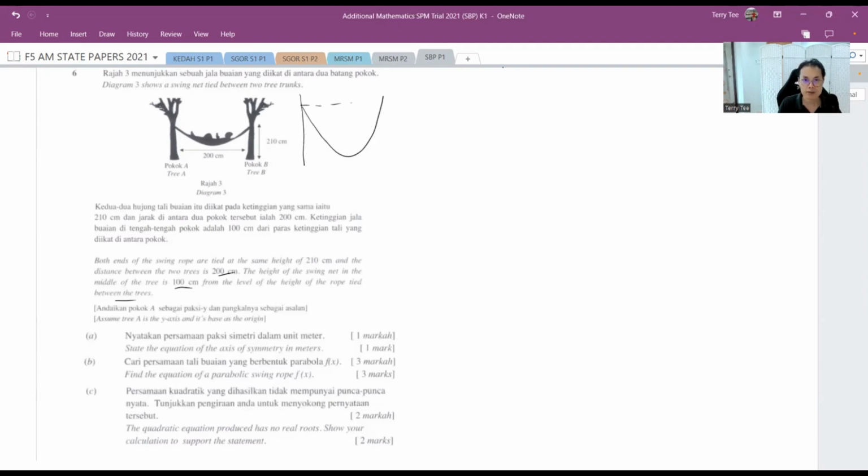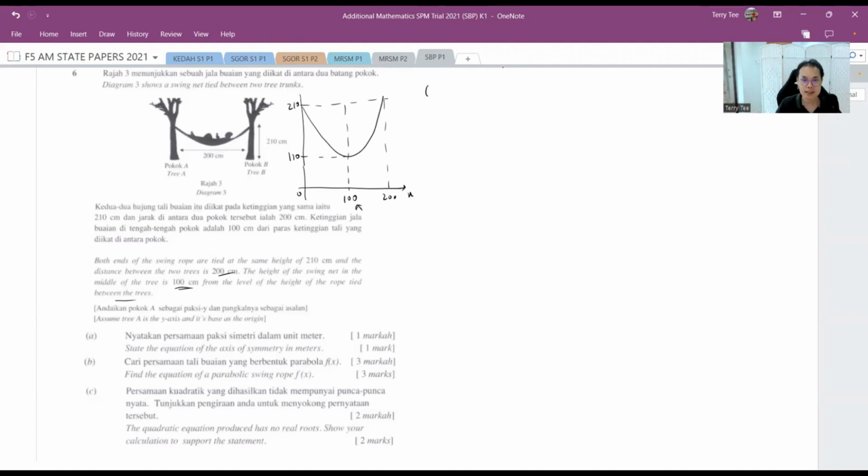These two are at the same level at 210. All right. So this length from here to here is 200, right? And the height is below by 100 cm from the level of the height of the rope tied between the trees. So that means 210 minus 100, this is 110. So what we want to do is represent this using a quadratic function. In fact, the first part is stating the equation of the axis of symmetry. I've already drawn this line for you. This is the middle line.